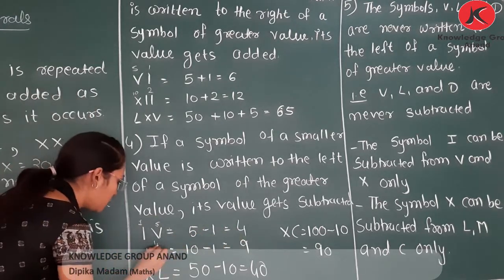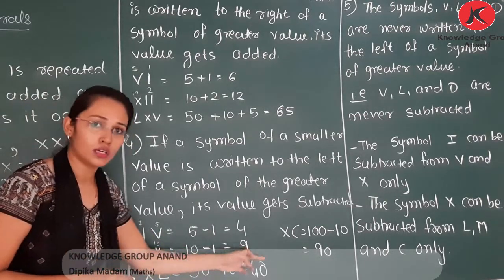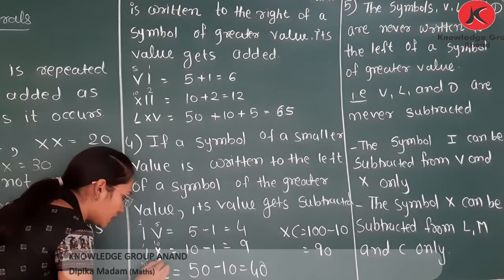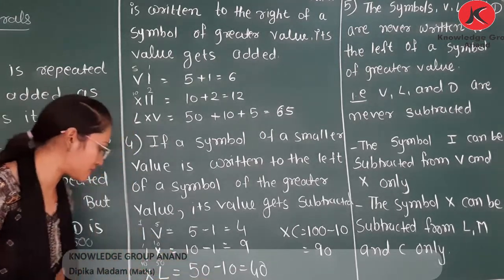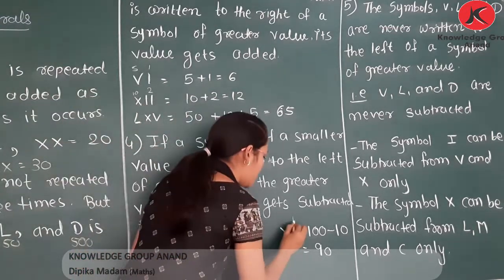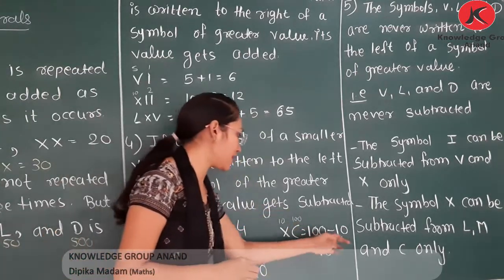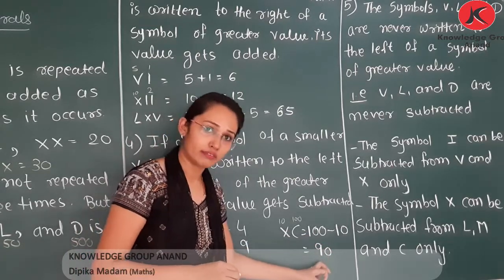X is 10, I is 1. It is written to the left. So 10 minus 1, 9. X is 10, L is 50. It is written to the left. So 50 minus 10, that is XL, which is 40. C means 100. X is 10. Written to the left. So 100 minus 10, 90. It means XC represents 90.